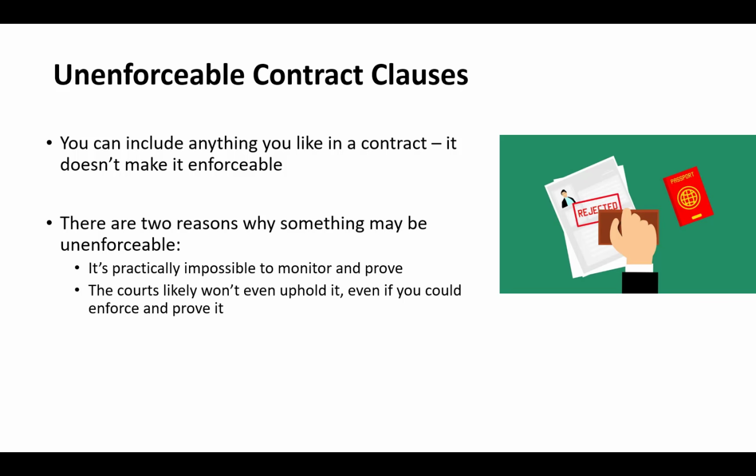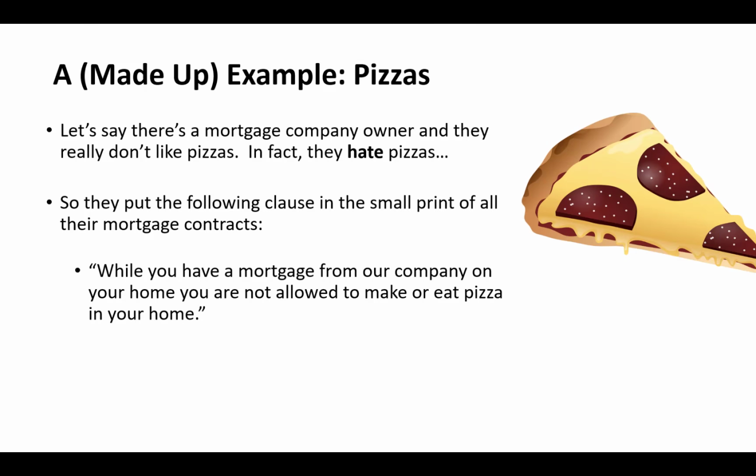The best way to walk you through what I mean by this is I'm going to use a made up example around pizzas. So let's say there's a mortgage company owner, and they really don't like pizzas. In fact, they hate pizzas. So they put the following clause in the small print of all their mortgage contracts. The clause says, while you have a mortgage from our company on your home, you're not allowed to make or eat pizza in your home. This is a good example of something where you can put any contract clause you want, but that doesn't make it legal or enforceable practically or legally. So this is something I would consider an unenforceable contract clause.